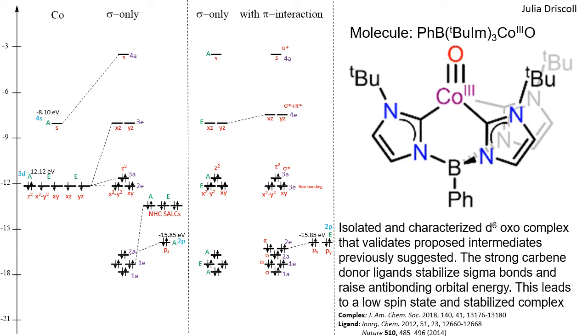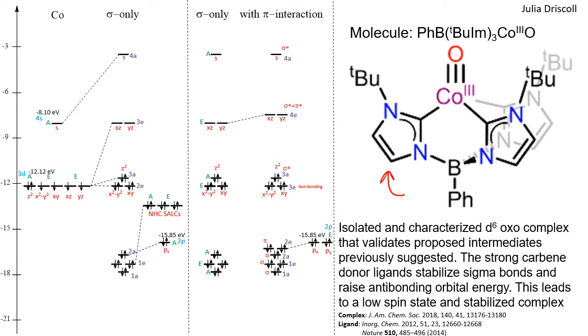So for my molecule, I chose to look at this cobalt complex. It is a d6 oxo complex, which has previously been proposed as an intermediate in various reaction mechanisms along with other high-valence metal-oxo complexes. However, due to the high valence occupancy, they're typically very unstable, and you can't isolate or characterize them. So this group chose to use this tris(imidazol-2-ylidene)borate ligand, which has 3 strong carbene donors.